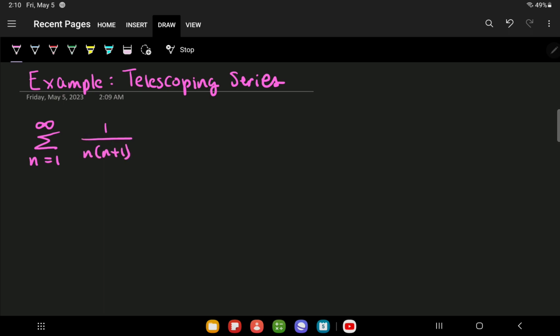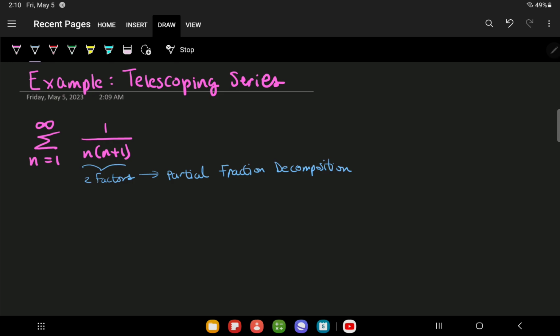Well, the clue here is if you have something that has two factors, you can go back to your rules of integration and use partial fraction decomposition, and break this up into two.